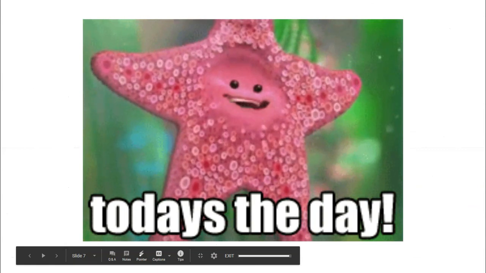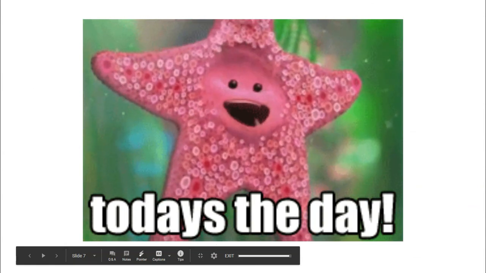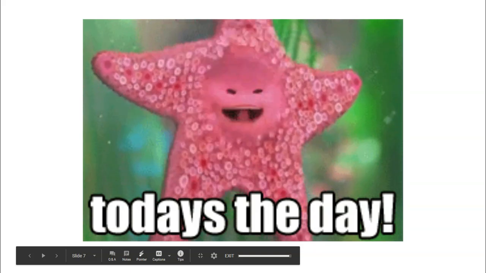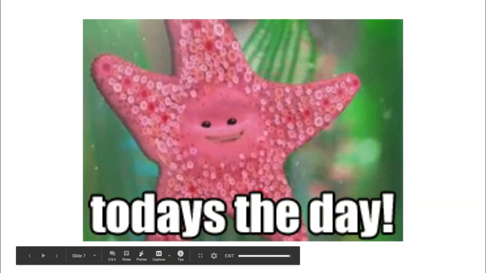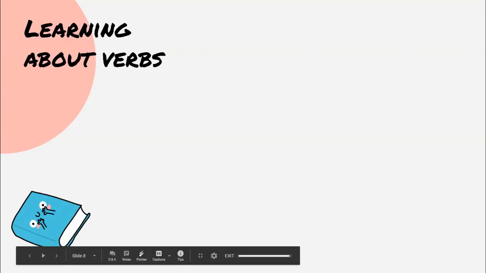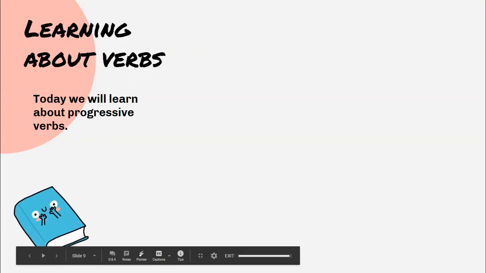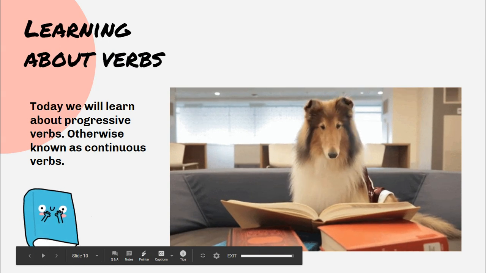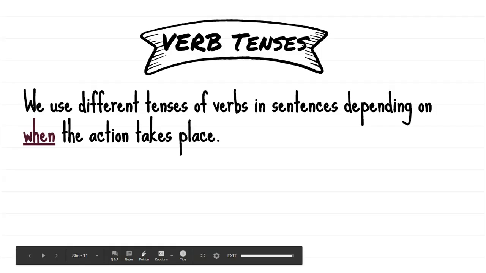We're going to be looking at verbs again, and we're going to be looking at a form of verb which is called the progressive tense, and it's also known as the continuous. So we're continuing learning about verbs. We're going to learn about progressive verbs, otherwise known as continuous.